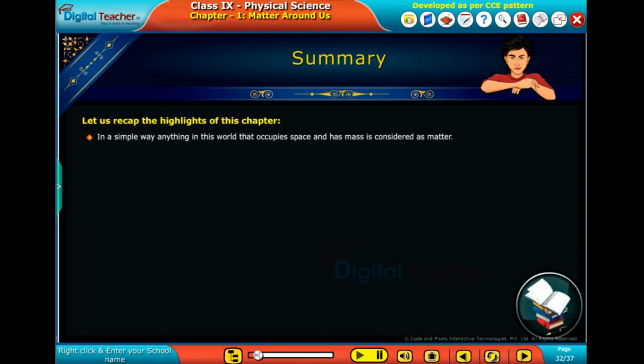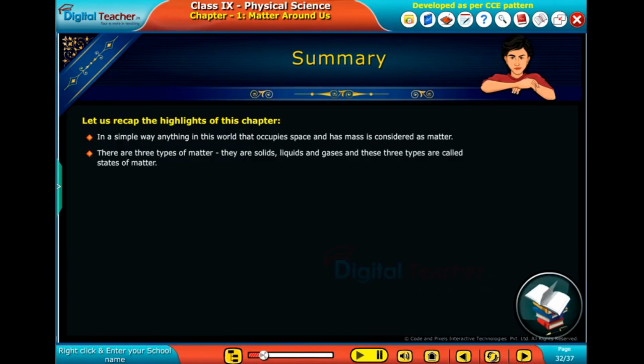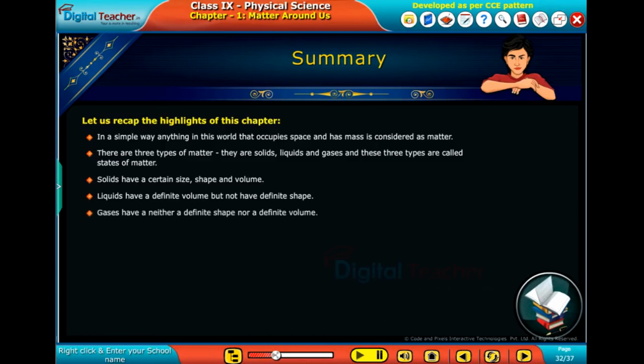In a simple way, anything in this world that occupies space and has mass is considered as matter. There are 3 types of matter. They are solids, liquids, and gases, and these 3 types are called states of matter. Solids have a certain size, shape, and volume. Liquids have a definite volume but do not have a definite shape. Gases have neither a definite shape nor a definite volume.